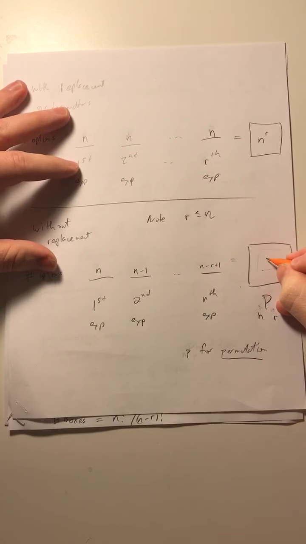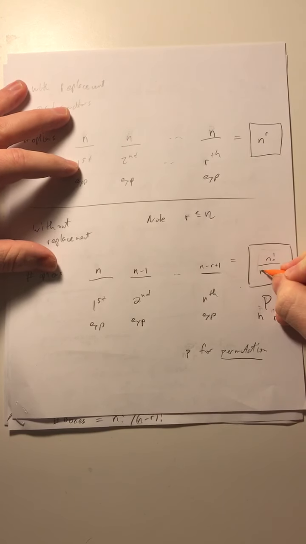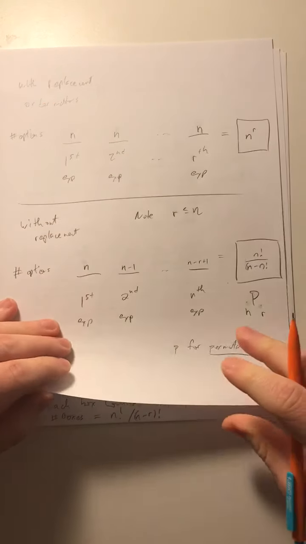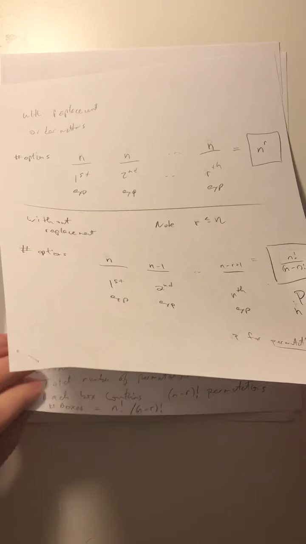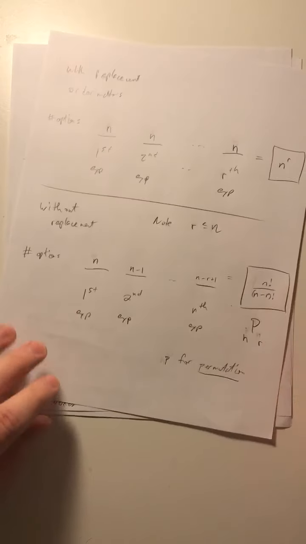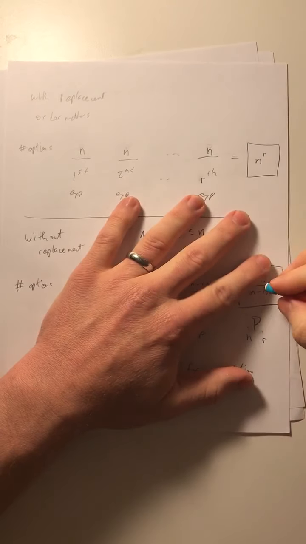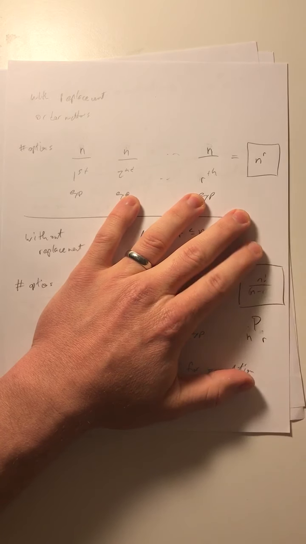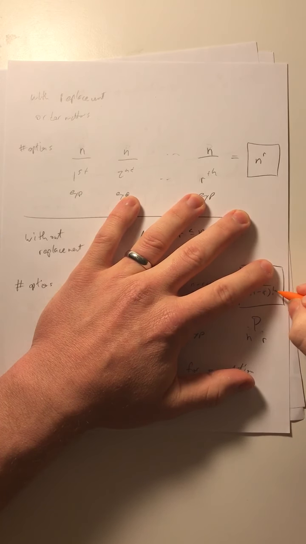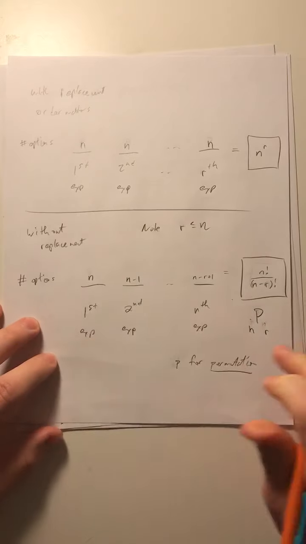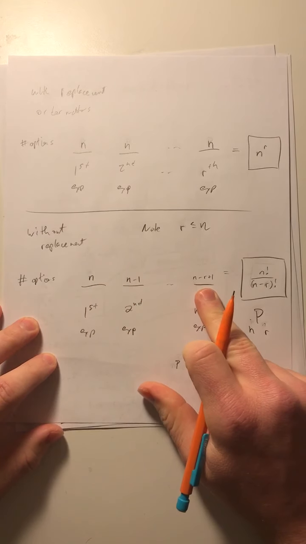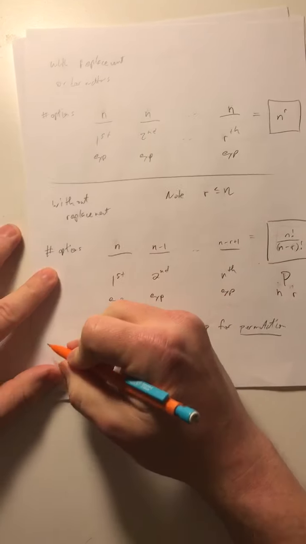So this has a neat little formula here: n factorial over n minus r factorial. The reason that we have this concise formula is because in this row I'm multiplying n and n minus 1, n minus 2 all the way down to this number. So I'll just write it down here.